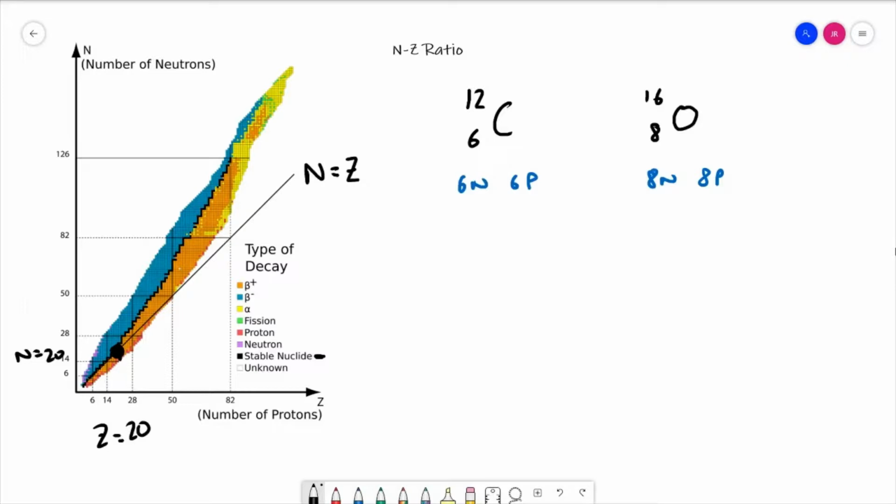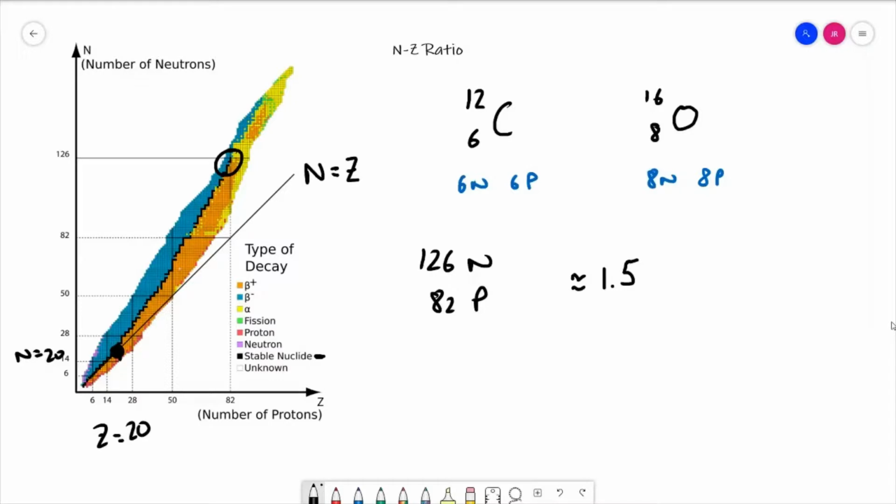However, as we get bigger and bigger nuclei, we start to diverge and end up with far more neutrons than we do protons. By the time we get right up to the top here, we end up with 126 neutrons for only 82 protons. At that point, the NZ ratio has increased to approximately 1.5 neutrons for every 1 proton. Now, the reason behind this is due to the forces that are occurring inside the nucleus.